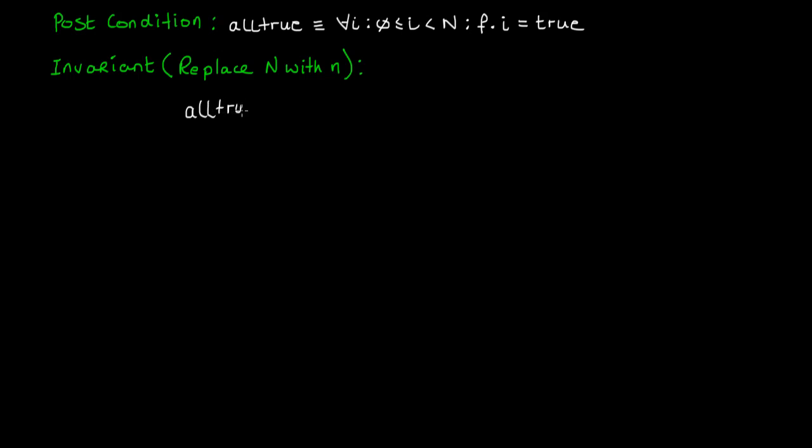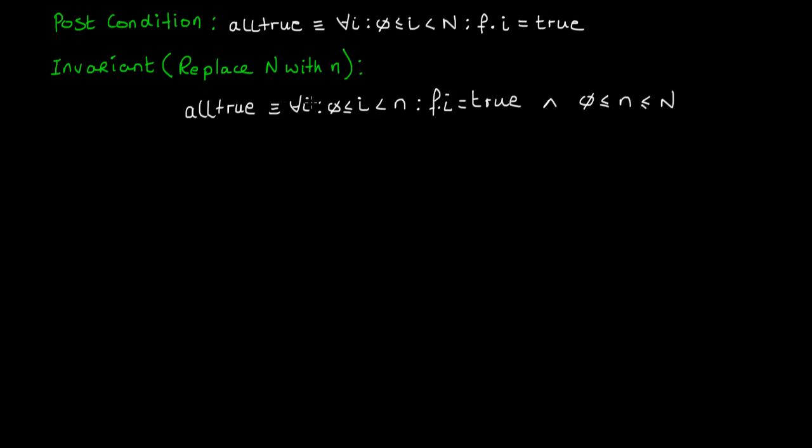all true is equivalent to, for all i greater than or equal to 0, less than, and we get rid of the capital N and we put in a small n, and we have f.i equal to true, and small n is greater than or equal to 0 and less than or equal to N.